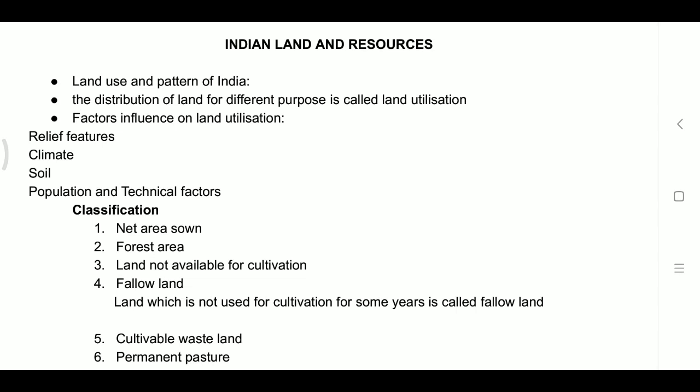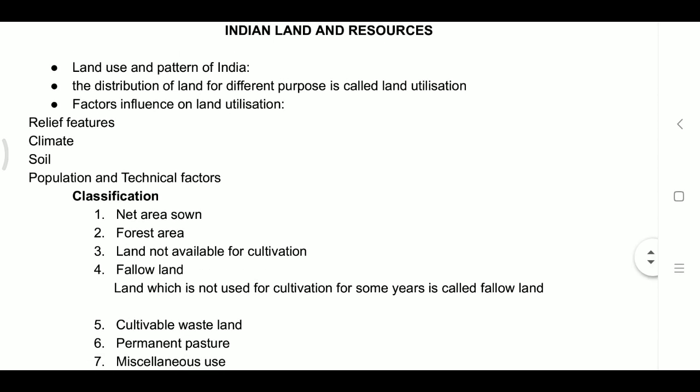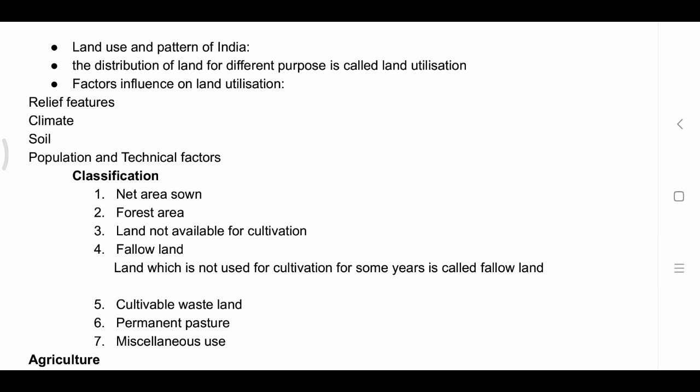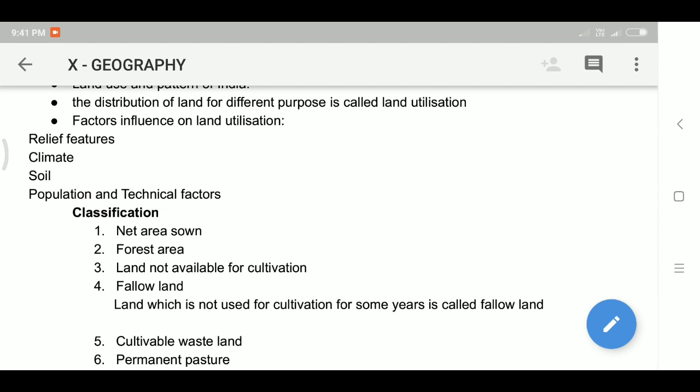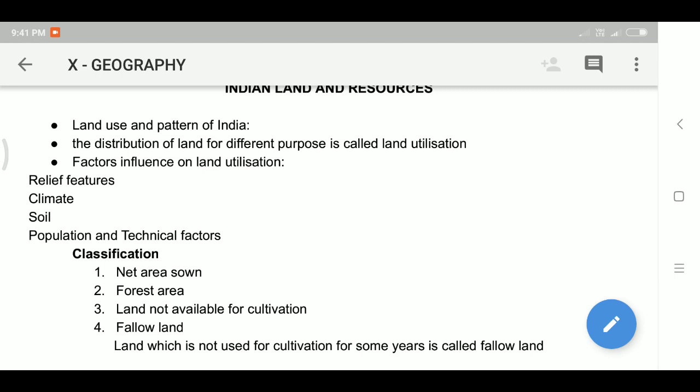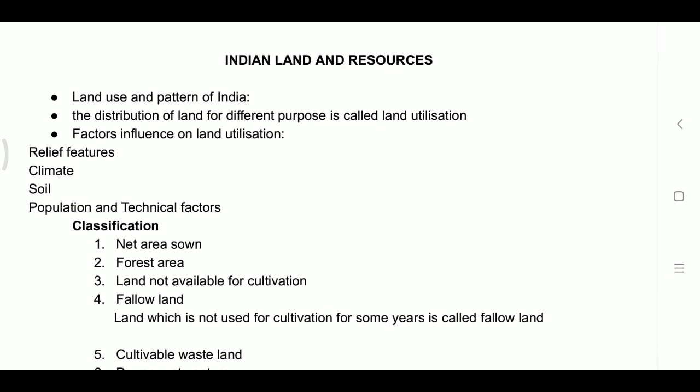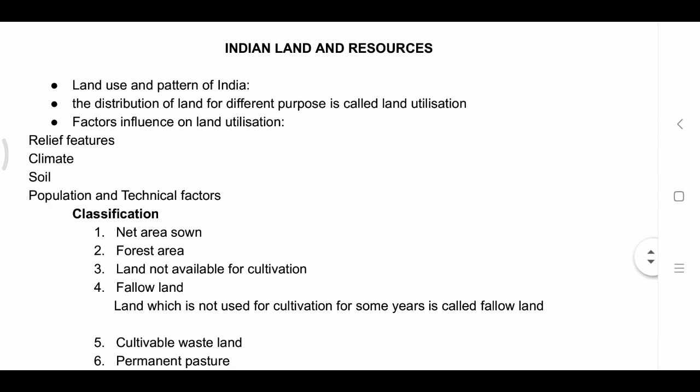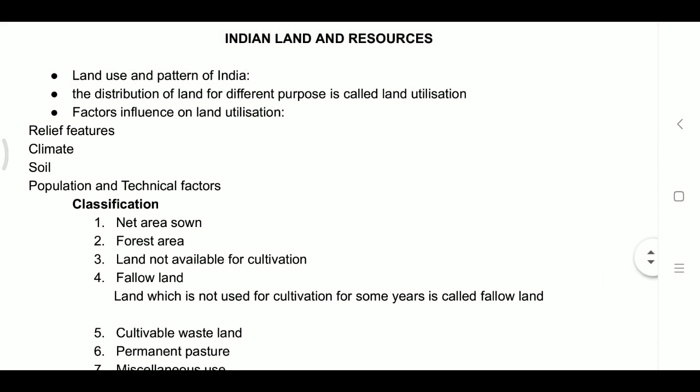The land utilization is based on different factors. Is each and every part of India's land 100% used? It is not 100% used. Some areas are used more, some areas are left without use. This inequality in use is based on particular factors: relief features, topographical condition, climate, soil, population, and technical factors. Based on these, the land has been used for different purposes.